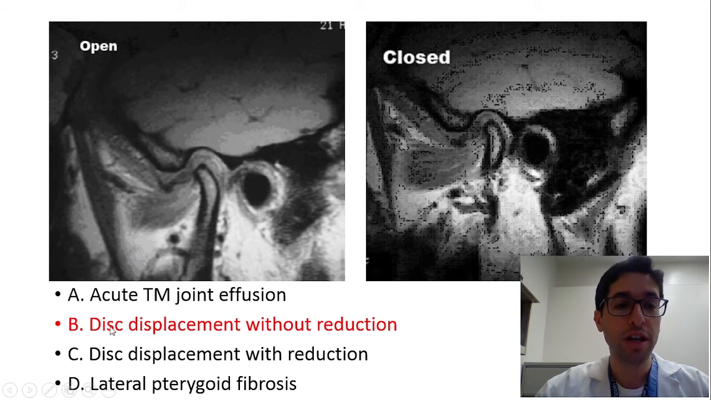So which one are you going to choose? You're going to choose displacement without reduction, right? We talked about this last time. Reduction means the disc assumes the normal position. And we see in this case, both in the open and in the closed configurations, the disc is displaced. So choice B is the right answer.